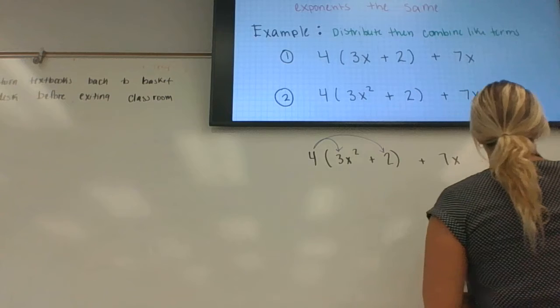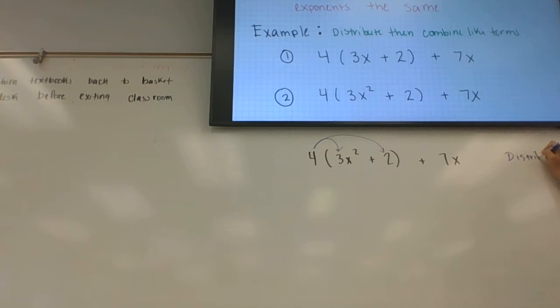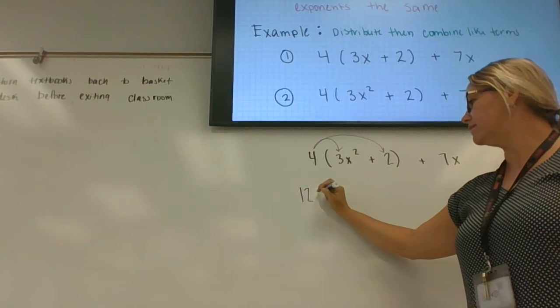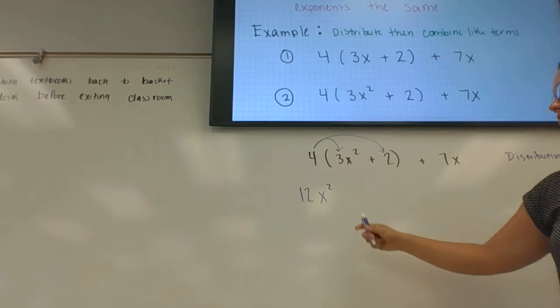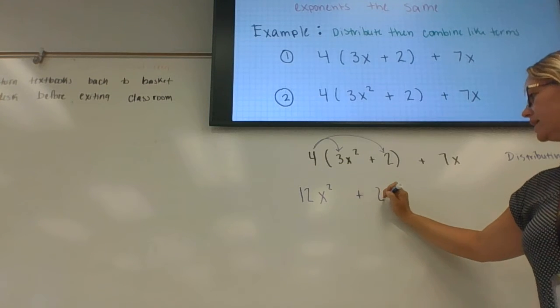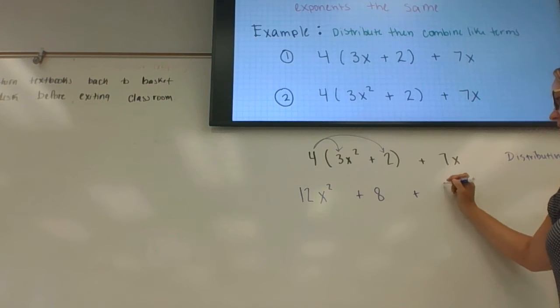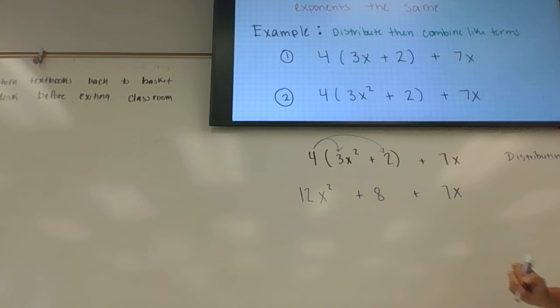I only distribute into parentheses. 4 times 3 is 12. Exponent stays the same. 4 times 2 is 8. Bring down the plus sign. Bring down the 7x. What's next? Commutative property to put in standard form.